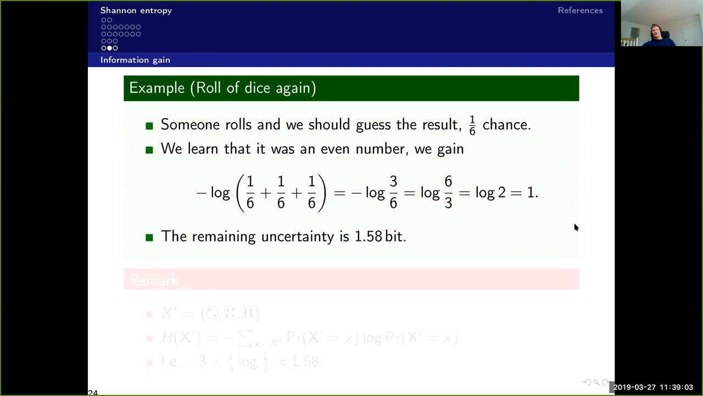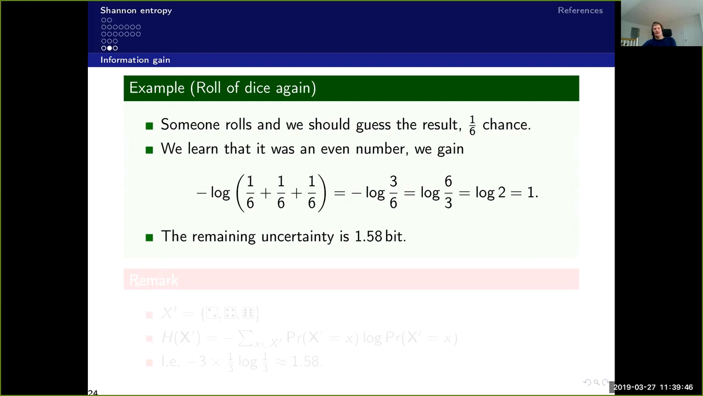Now let's look at one example to make this easier to grasp. We look at the roll of a die again. Someone rolls a die and we should guess the result. As we know, we have this perfect die as we're used to, so it's 1/6 to guess it correctly. So it's uniform probability. Now someone rolls the die and hides it from us, so we don't see the output. And then they tell us that it showed an even number.